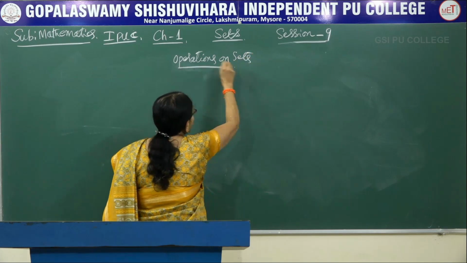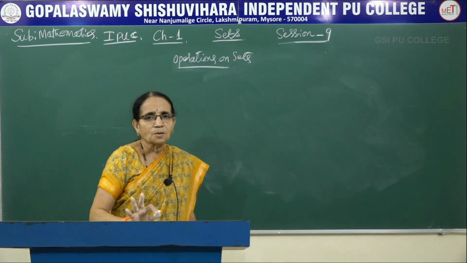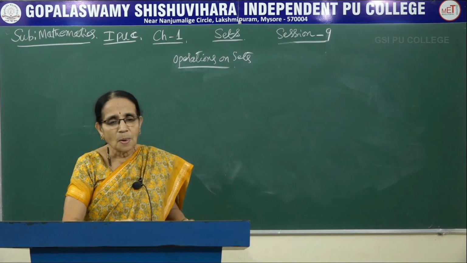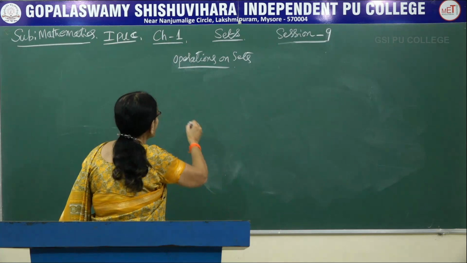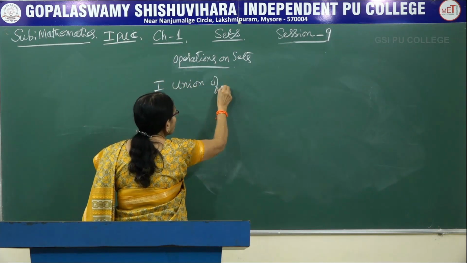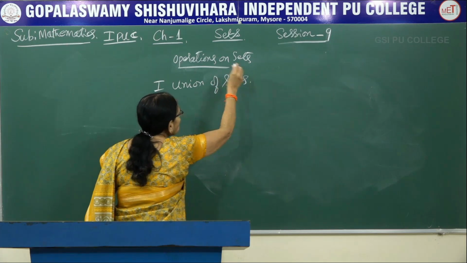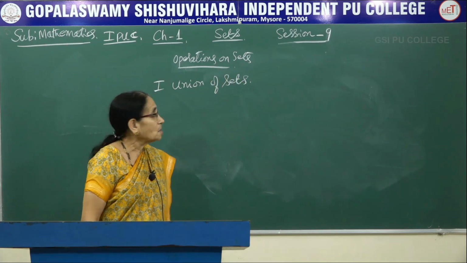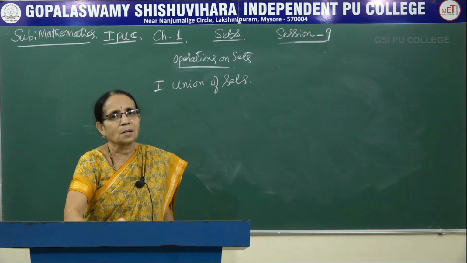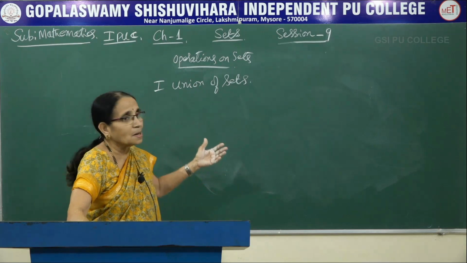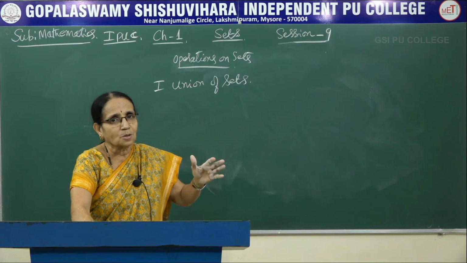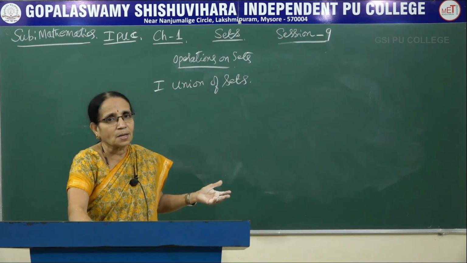Operations on sets. Now, there are three operations. One by one we are going to learn. Now, the first one is called union of sets. The word union itself says that we are simply combining them. Something like addition we can say, but don't consider this as an addition. Just to understand this, I'm telling, that's all.